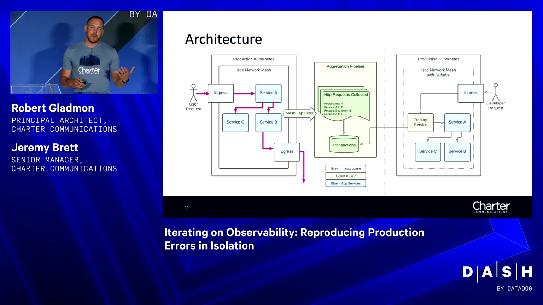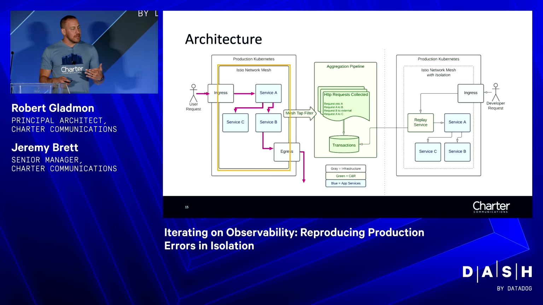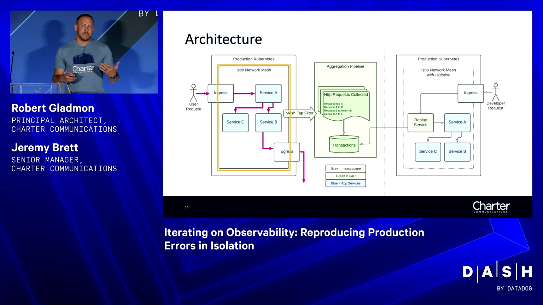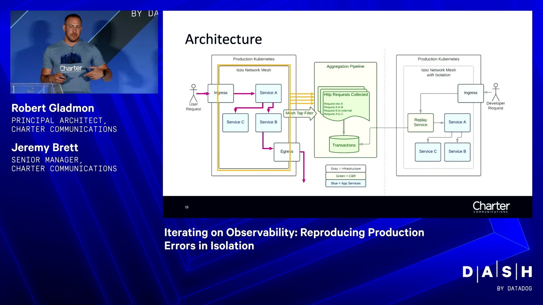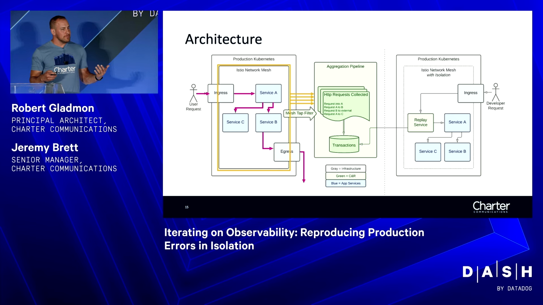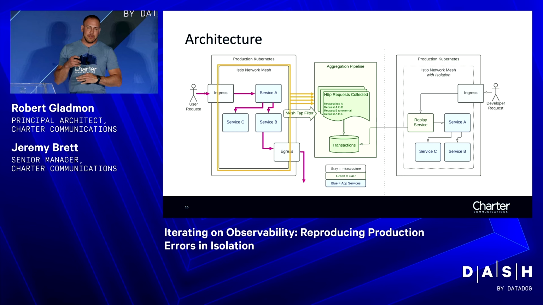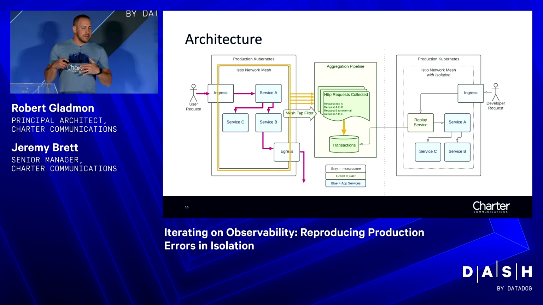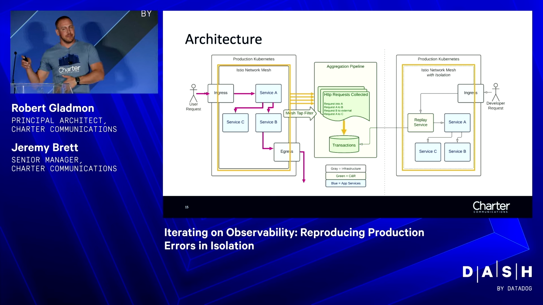Now, another thing that's important over here is using Istio. We use Istio as our service mesh. What that gives us is it's based on Envoy, and Envoy includes a tap filter, which gives us access to those requests that happen as they traverse through the system. And we built an aggregation pipeline that allows us to take all those individual requests and put them back into a single transaction.